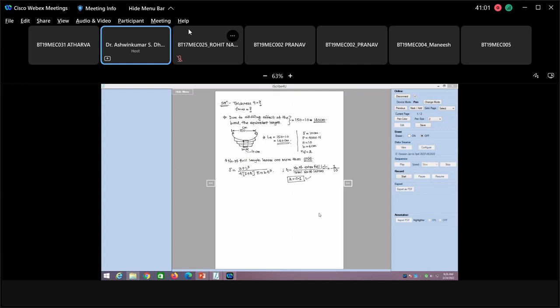What you have written, sir? 0.5 नहीं होगा sir, 0.1 होगा. Is this clear, Saurabh? Okay. So now put the value in the equation.